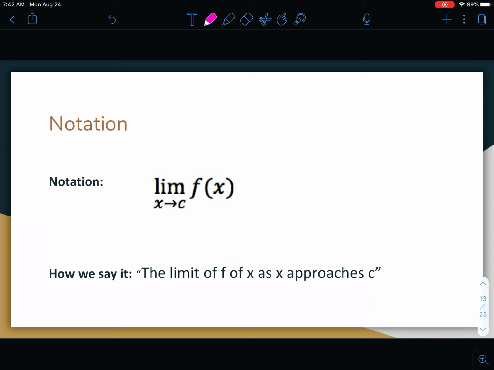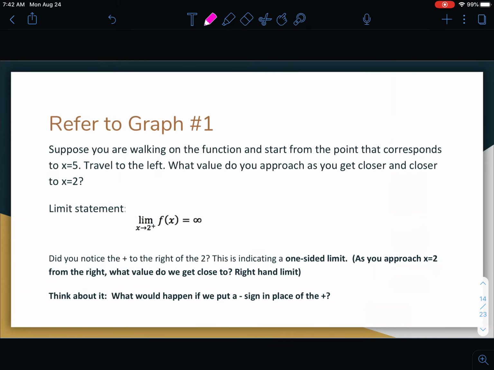So this is our notation. So we're going to see this written. This is said the limit of f of x as x approaches c. So there'll be a certain value that we have in mind, and that's what we're looking to find. Okay, if we refer back to graph 1, suppose you're walking on the function and start from the point that corresponds to x equals 5, and we're going to travel to the left. What value do you approach as you get closer and closer to x equals 2?